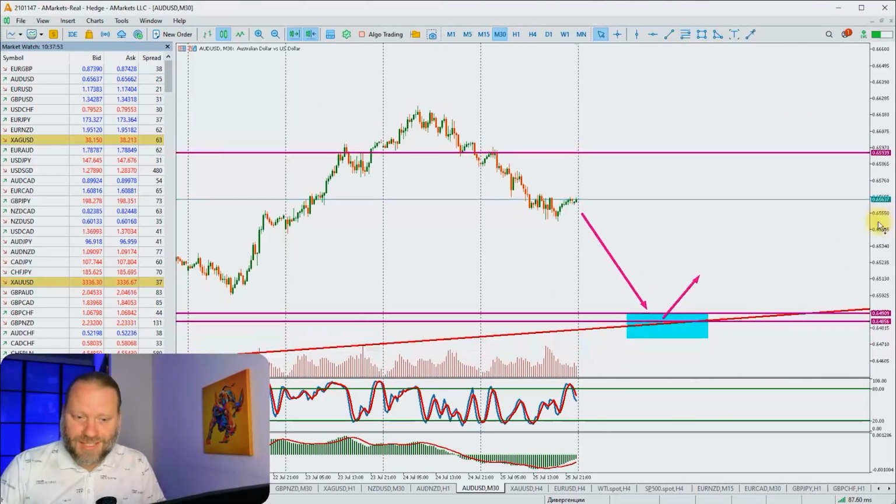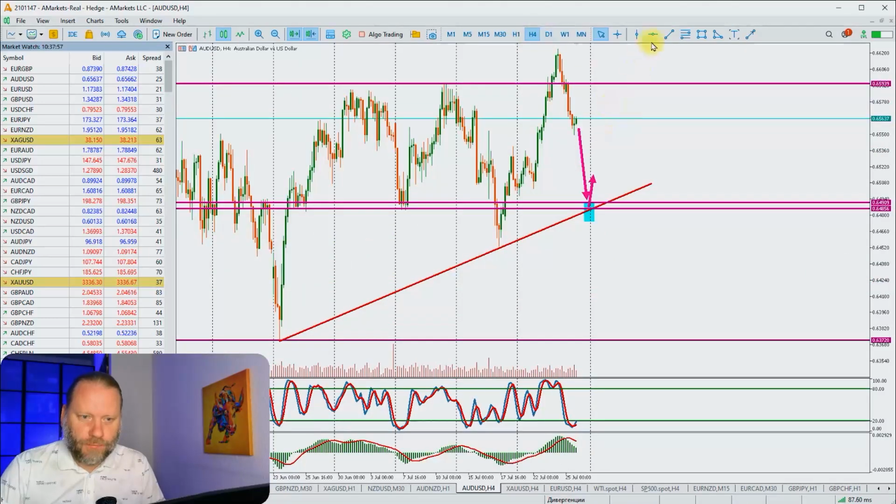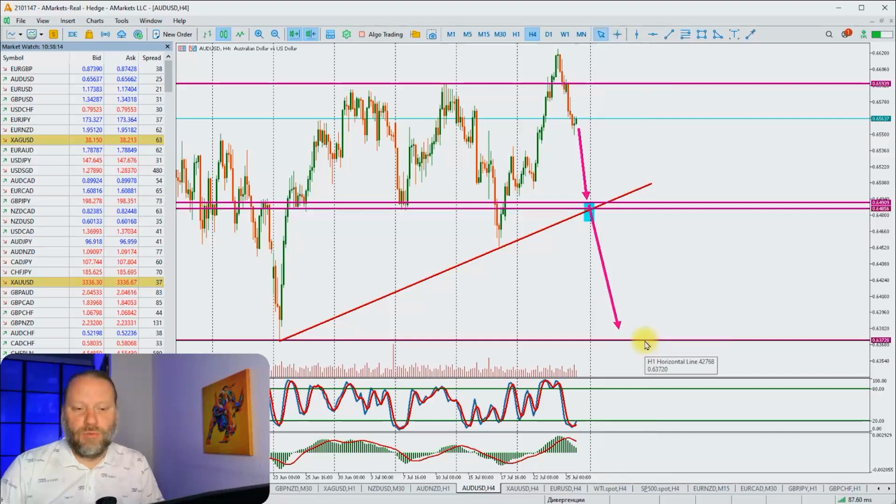But you should realize that if the price goes further down, let's see, the H4 time frame will not go up, but on the contrary down, I will draw an arrow. Then most likely it will reach the next support line. It is 0.63720. And let's see how many points there are to this line. It turns out to be 1,129 points.